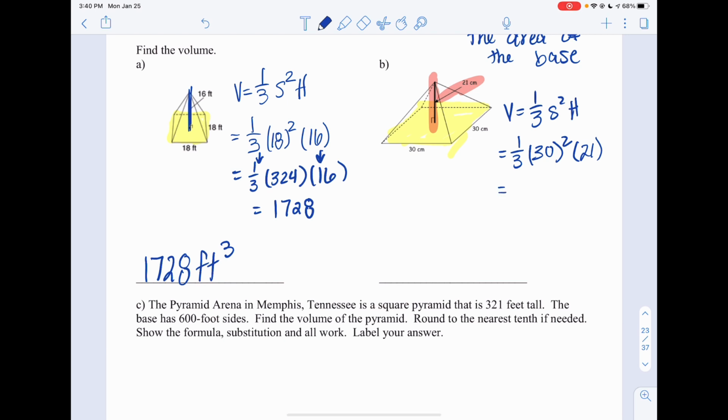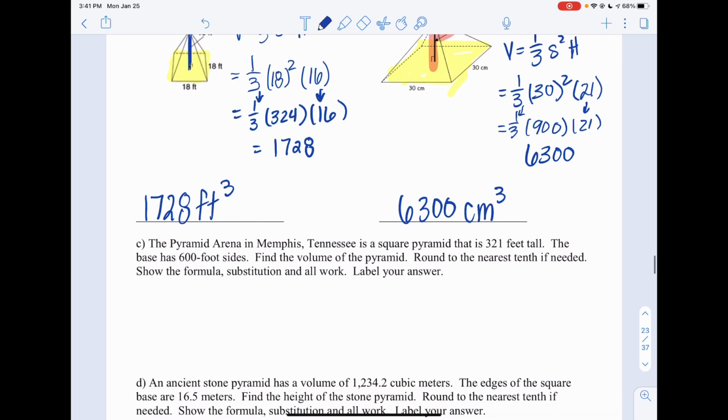Okay. I'm going to go ahead and only simplify my exponent first. So I have 900 from 30 squared, and I'm bringing the rest of my values down that I haven't done anything with. Okay. And now I'm going to go ahead and multiply everything through. So 900 times 21 is equal to 18,900. And when I multiply it by that 1/3, or divide it by 3, my final answer is 6,300. Okay, and to finish this off, just put a label to it. So I have 6,300 centimeters cubed, or cubic centimeters.